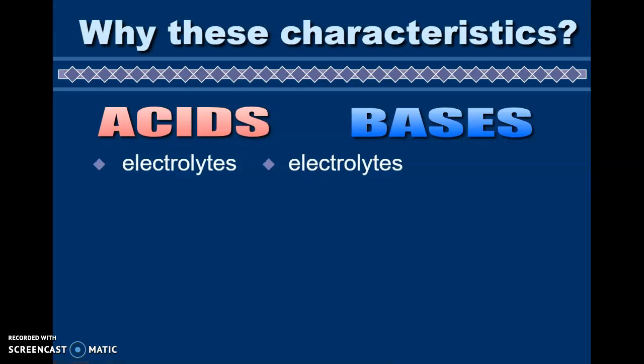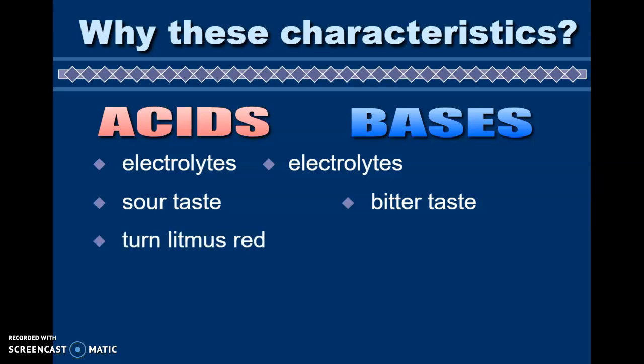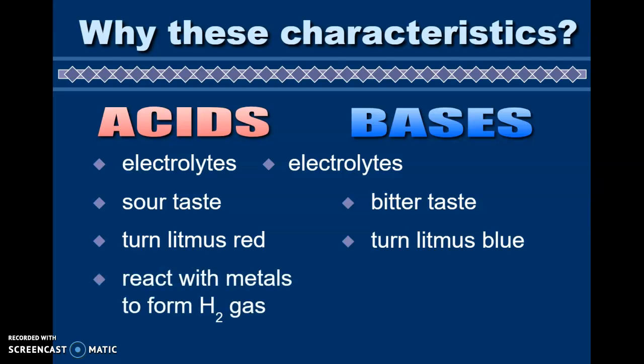Some of the characteristics of acids and bases are that they're both considered to be electrolytes. Remember, electrolytes is just a fancy word for saying a salt. All it is is something that can break into ions. Acids and bases both are able to do this. Acids tend to have a sour taste, while bases tend to have a bitter taste. Acids turn litmus paper red, and bases turn litmus paper blue. That's just a quick way to indicate whether it's an acid or a base.